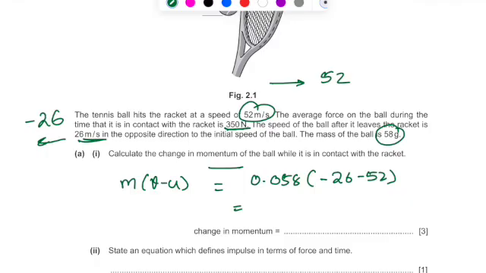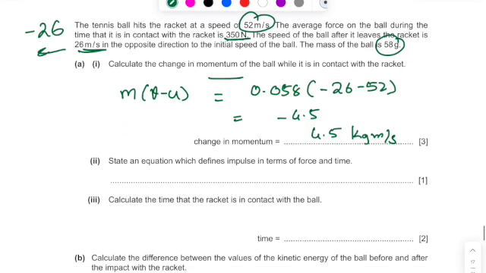0.058 times minus 26 minus 52, which is going to be giving me minus 4.5. Don't worry about the negative symbol, just write it out 4.5. And momentum is nothing but kg meter per second. Next, state the equation which defines the impulse. Impulse equals force times time.